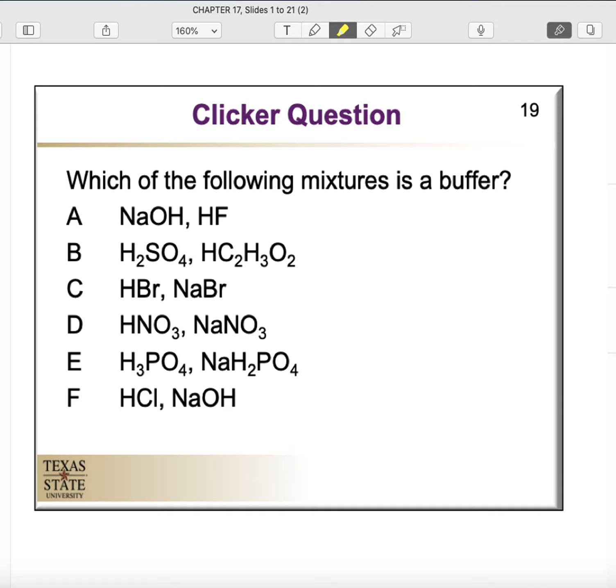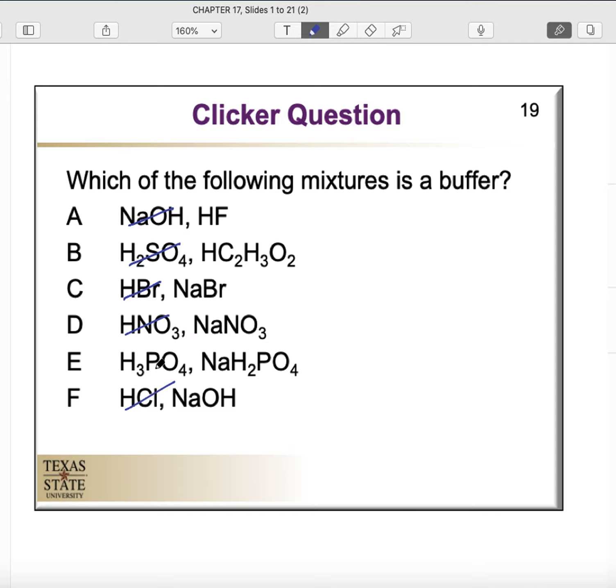All right, so remember that a buffer is going to be made by taking a weak acid and its conjugate base in the form of a salt, or a weak base and its conjugate acid in the form of a salt. So we can begin by removing some that are not going to work for us. So for example, this guy right here, this is a strong base. Strong bases are not going to help me at all. This one right here is a strong acid, so I can go ahead and remove it. Same thing, same thing, same thing. So therefore, I have only one choice, but let's make sure that that choice is valid.